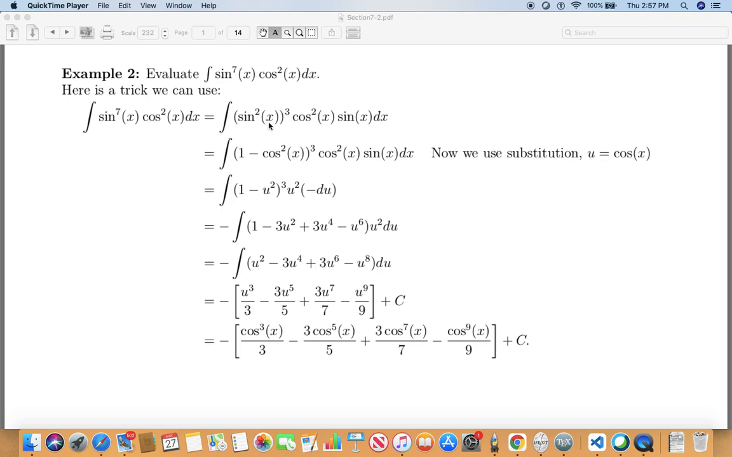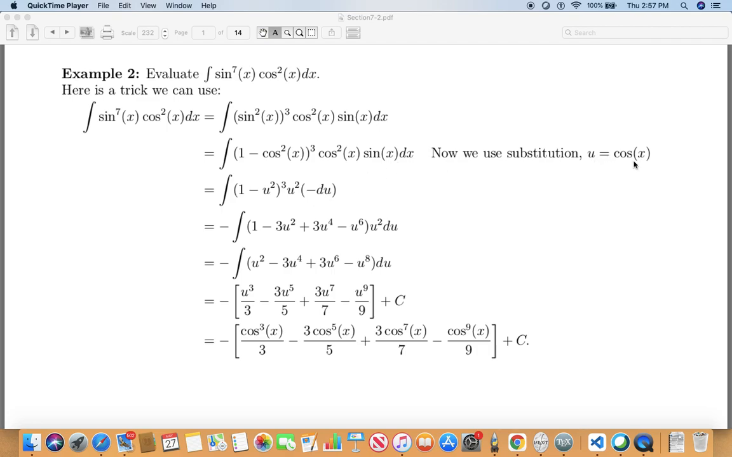Now I can use the same substitution as before. The identity, that is sine squared is 1 minus cosine squared. Power 3 is power 3. Cosine squared from the question continues, sine x dx. Now we are ready to use the substitution. u equals cosine x, 1 minus u squared to the power 3. Cosine squared is again u squared. Sine x dx is negative du.